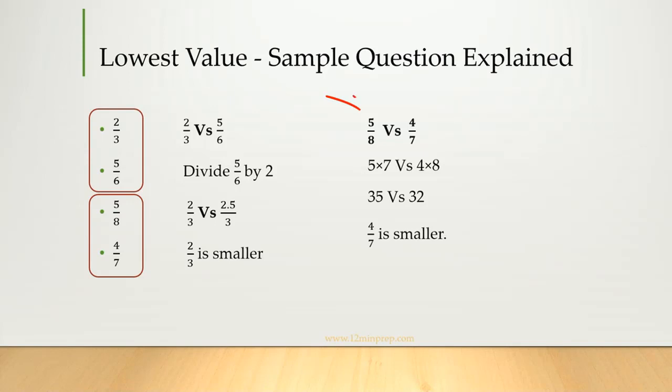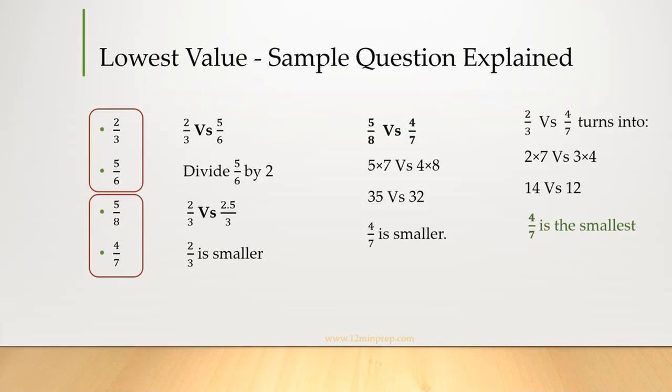In the second pair, I've multiplied the numerator of the first fraction by the denominator of the second fraction, and repeated the process for the second fraction. This allows me to compare the fractions via whole numbers. And when repeating this process again, we find that 4/7 is the smallest number.